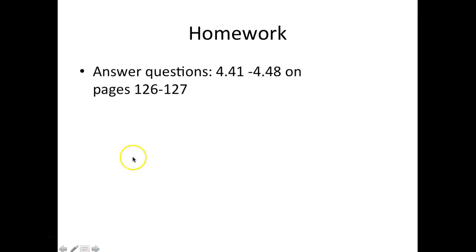So that is the end of this section 4.6. Homework is questions 4.1, 4.41 to 4.48 on pages 126 through 127.